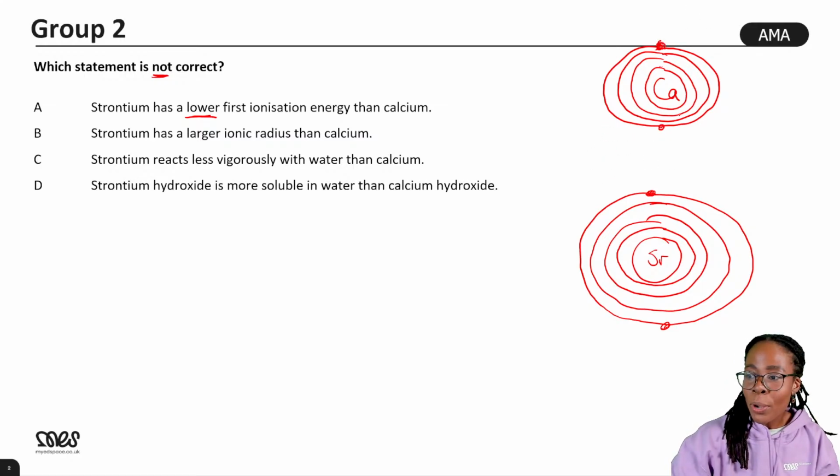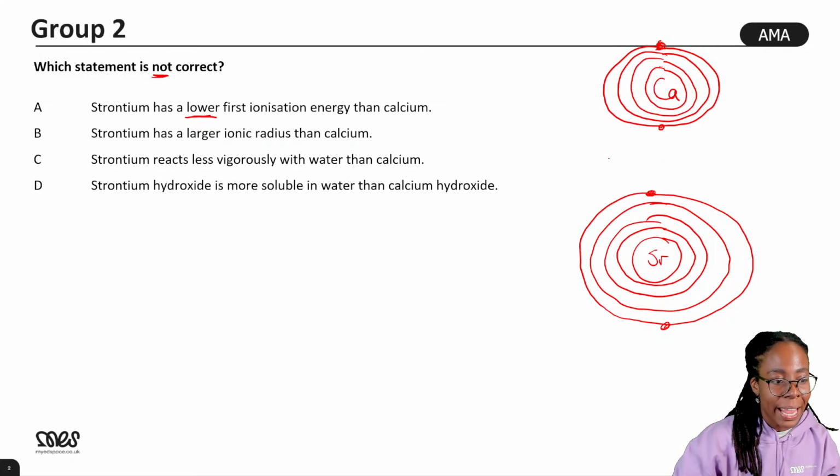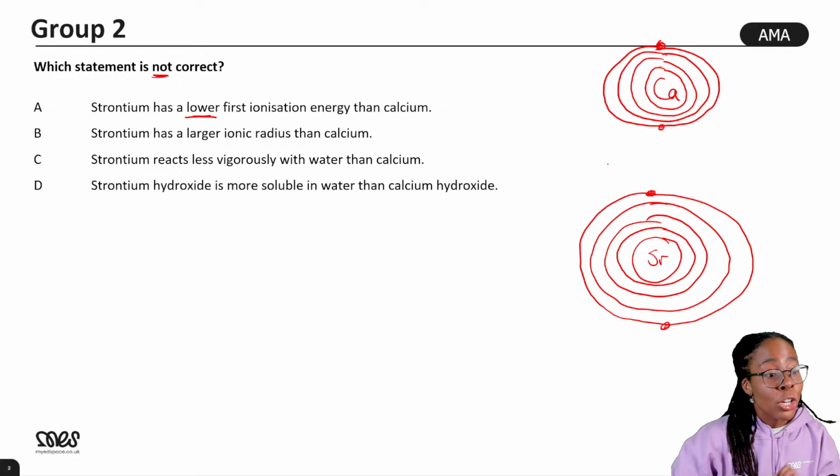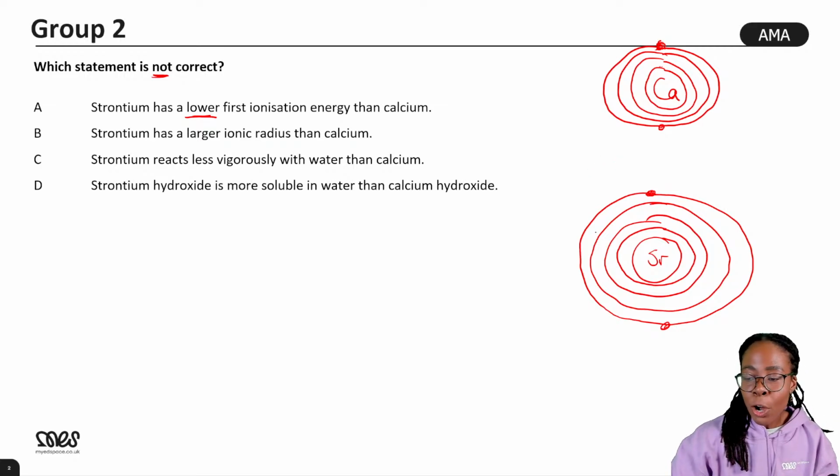Okay, so it is our general trend, our NSDA. Okay, so not repulsion, it's about a weaker attraction. So strontium has more shells and therefore more shielding.